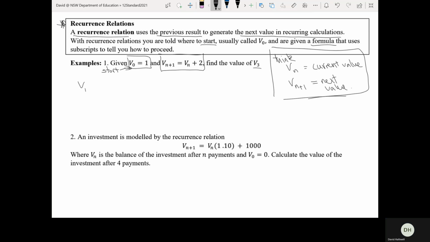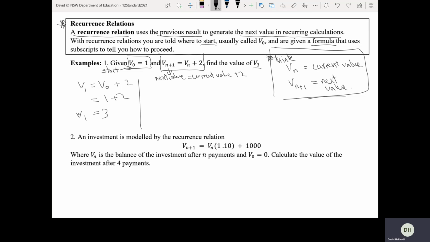Before we work that out, let's think about this formula in terms of what we just talked about. V sub n plus 1, the next value, equals the current value plus 2. This is a rule we're going to keep repeating, and it will help make sense of the question. The starting value is 1, the current value is 1, and we add 2 to that current value. What's 1 plus 2? That's 3. So V sub 1 is 3.